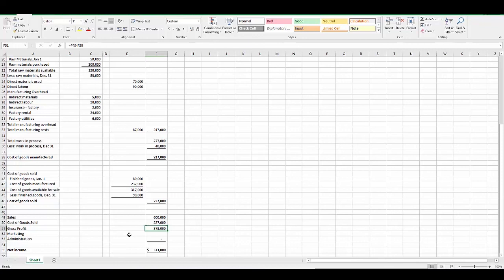$373,000. Of course, we're not done yet. There are other costs of running the organization. Here we're told that we have marketing cost of $20,000, and we have administration cost of $50,000. So that gives us total marketing and administration of $70,000, which you deduct from your gross profit. This will leave you with $303,000 net income for Victoria Manufacturing Limited.